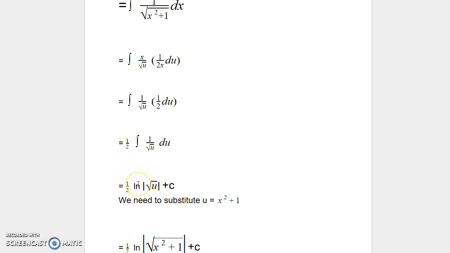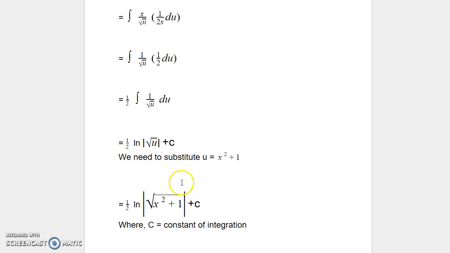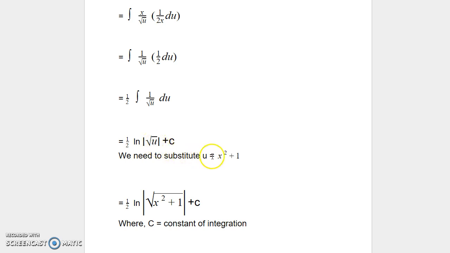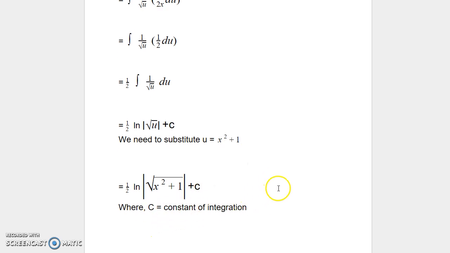So when we put everything together, it reads as follows: 1 over 2 ln of square root of u plus c. As we mentioned before, wherever we see u, we're going to replace it by x squared plus 1, and therefore we're going to rewrite this step as shown here: 1 over 2 ln of square root of x squared plus 1 plus c, where c is a constant of integration. This is the way we're going to solve example problems which involve logarithmic functions. In my next video presentation, we will be solving more example problems related to logarithmic functions.